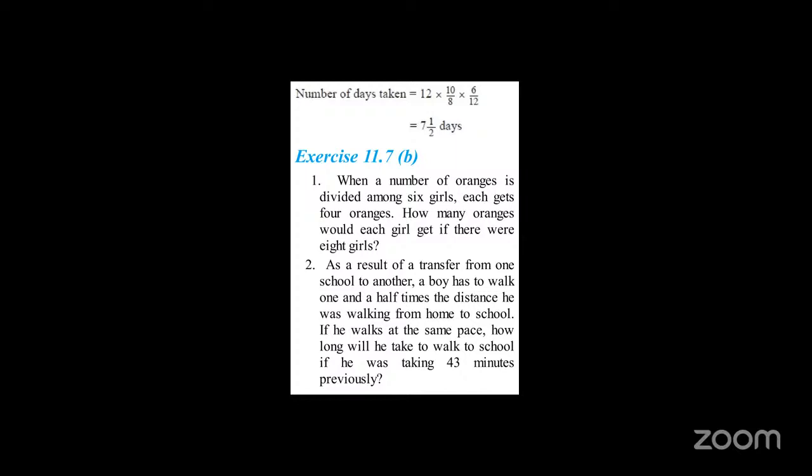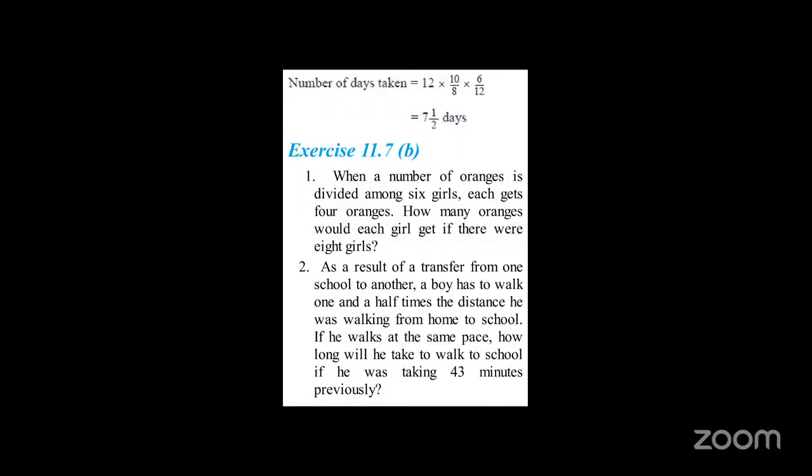Yeah, so we have that when a number of oranges is divided among 6 girls, each gets 4 oranges. How many oranges would each girl get if there were 8 girls? So ukiangalia for this one, compare in terms of ratios, tuko na that there were initially girls and oranges. So initially the girls were 6, and each was able to get 4 oranges. The number of girls increases to 8. So what will happen to the number of oranges?